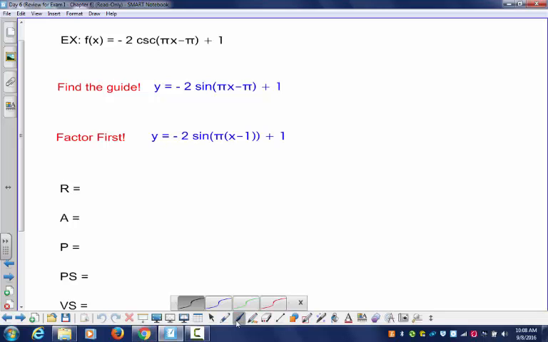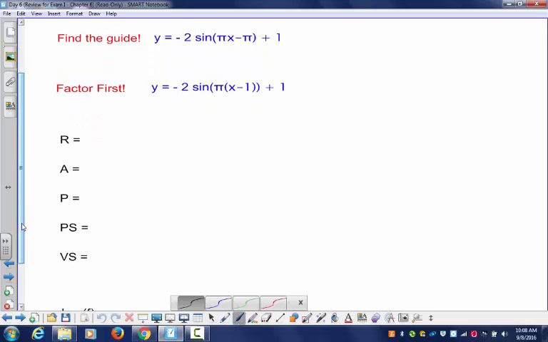So there's our guide. And then we write down the 5 characteristics for the guide. So these are for the guide. And we just look left to right. So we see a minus in front, so yes, there is a reflection. And how about amplitude?